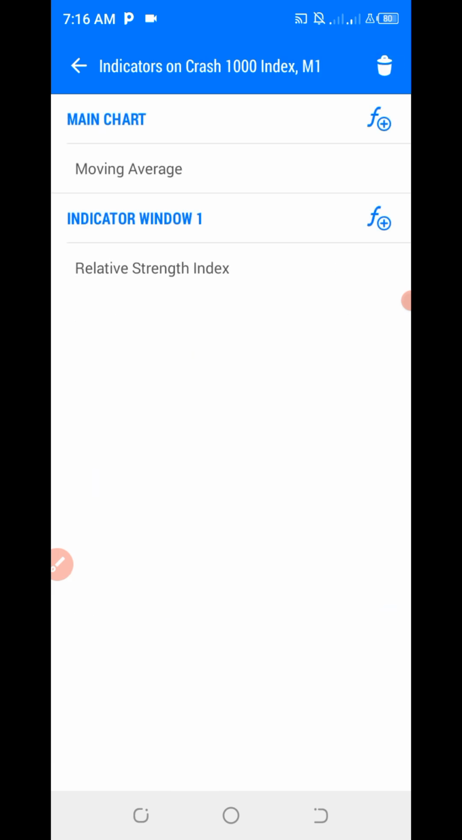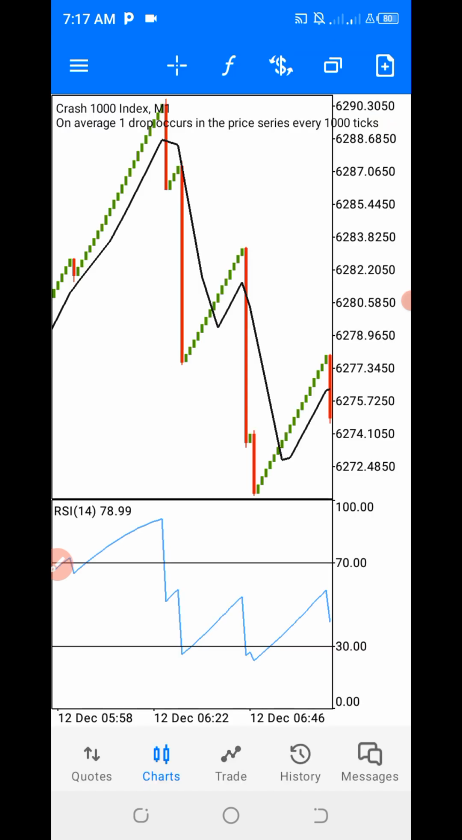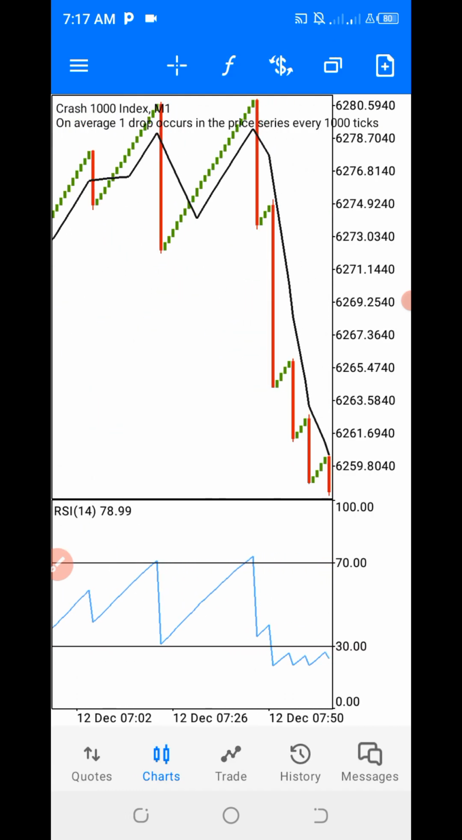The second indicator is our RSI. The period is 14, apply to close, and the style is 2 pixel. It's actually the default setting. For those of you that have probably modified your settings, just click on set to default, and it's going to reset it back to default for you. Once you are done, you click on done. So you have your chart like this.